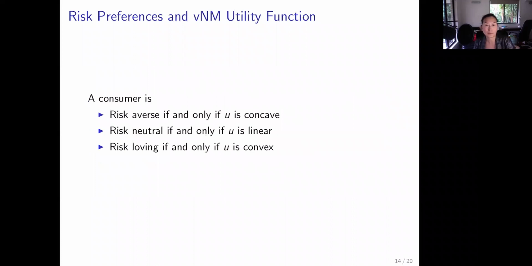In other words, a consumer is risk averse if the utility function is concave, risk neutral if the utility function is linear, and risk loving if the utility function is convex. So you can identify the risk aversion of the consumer by checking the utility function.